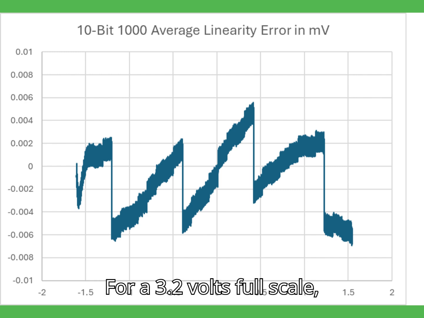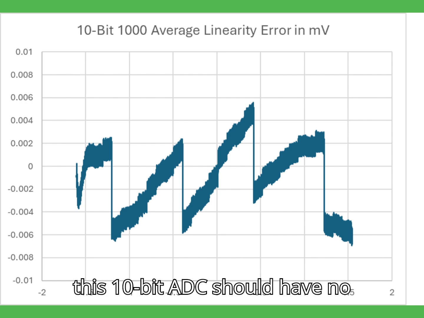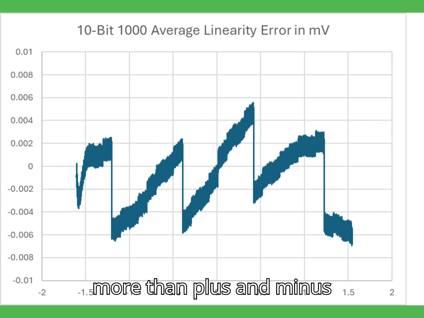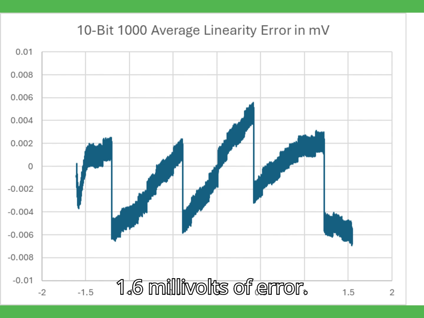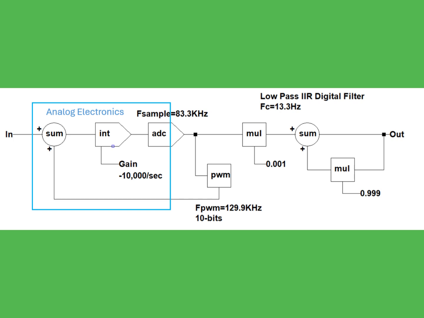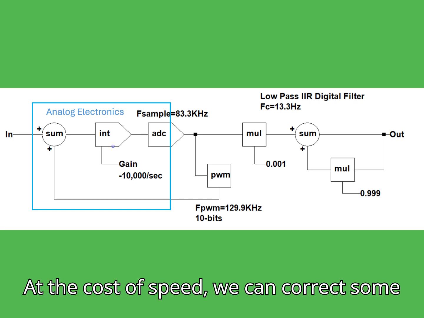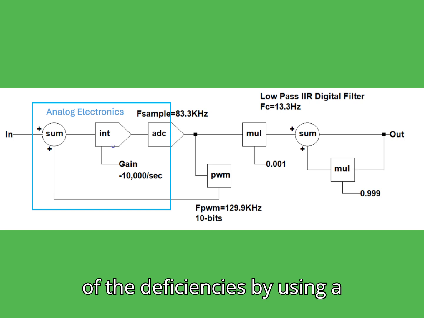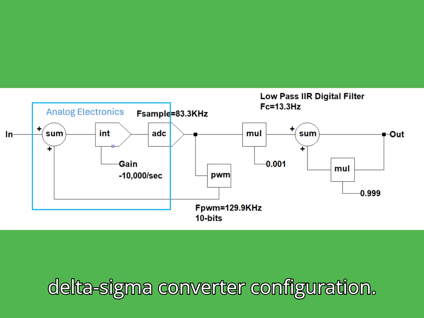For a 3.2 volts full scale, this 10-bit ADC should have no more than plus and minus 1.6 millivolts of error. At the cost of speed, we can correct some of the deficiencies by using a delta sigma converter configuration.